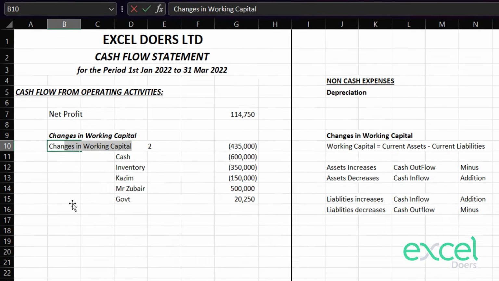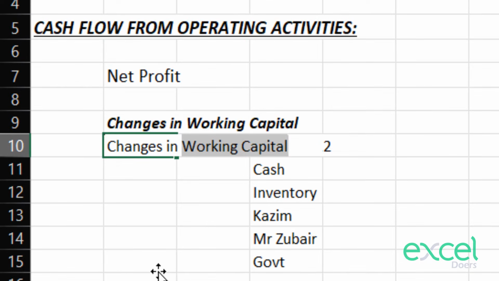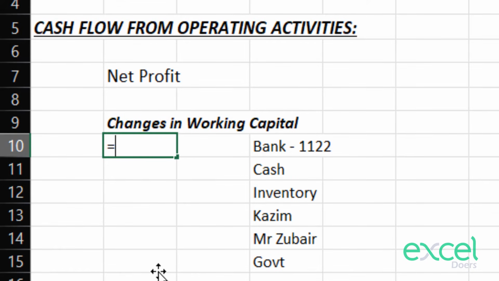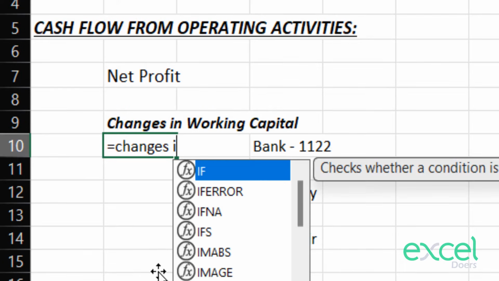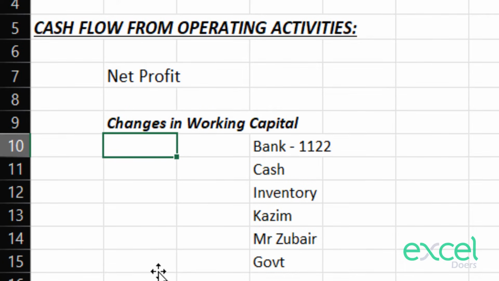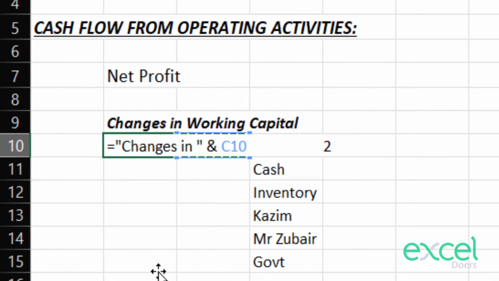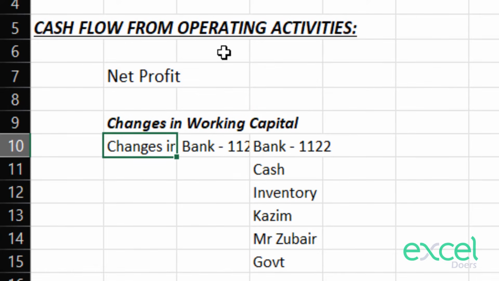That's why we have reversed the sign with multiplication, and we can simply cut them and move them here and call it changes in, or I can just do an equal sign and call it changes, like this, sorry, equal, double quote changes in double quote close, and I can select this value and enter it.